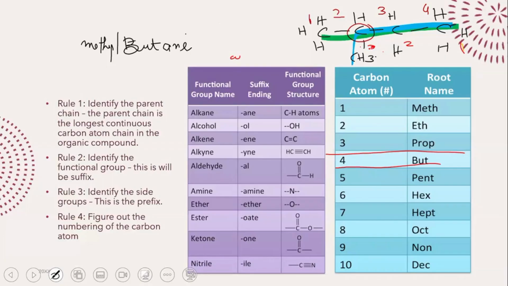What do I opt for? What do I choose? Remember this. You will always choose to count from the side that is giving you the smallest number. If I count from the right side, I get number 3. My methyl group is on carbon atom number 3. But if I count from the left side, I am getting number 2. We will always choose the smallest number. So this is going to be 2-methyl butane.